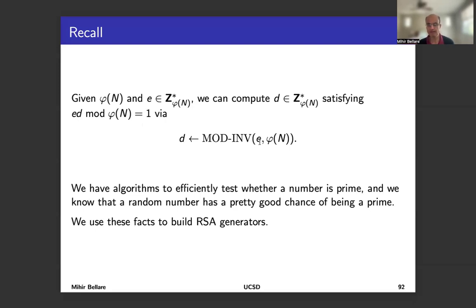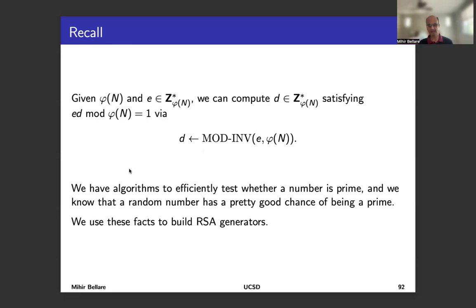It's good to note that it takes two inputs. It's not enough to just give it e. You have to tell it what group you're working in, and here that means you have to give it the value of phi of n. But if you give it these two inputs, it will in quadratic time determine the d value. And this will be useful towards setting up RSA generators.